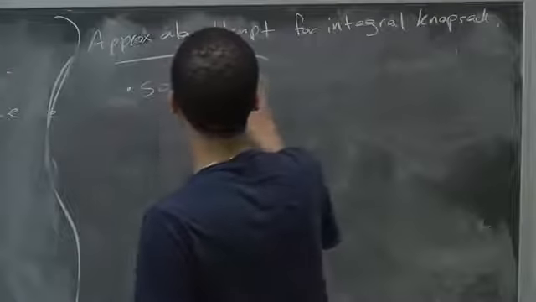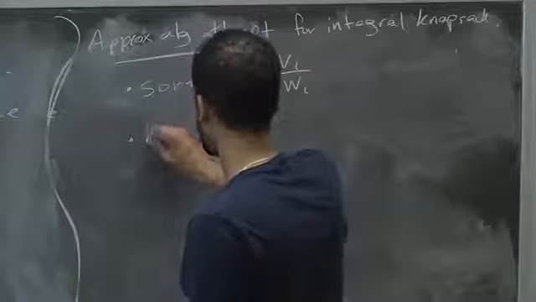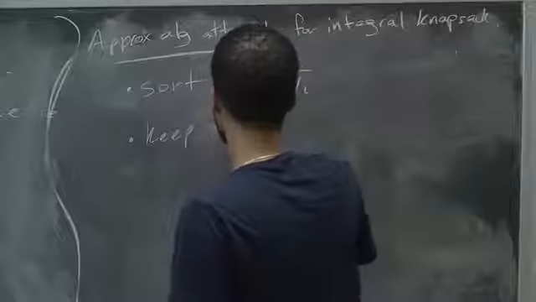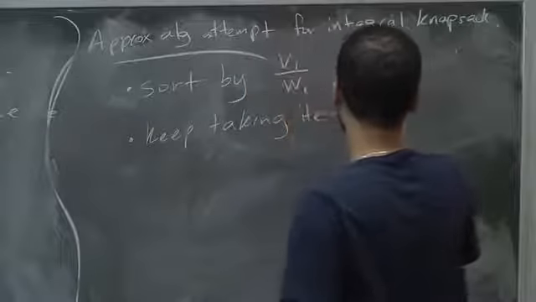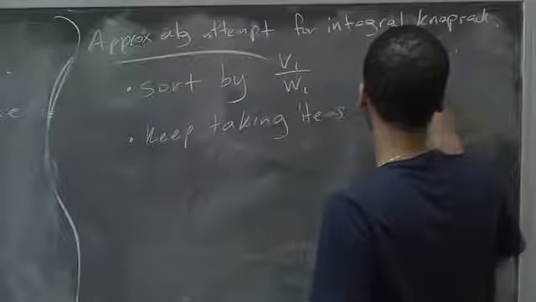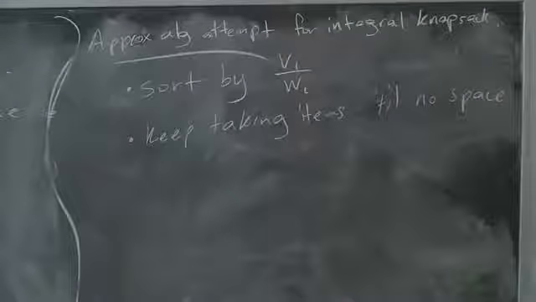Sort by vi over wi. Keep taking items till there's no space. Okay. So I claim, though, that we're going to have to tweak this algorithm, but I claim that just as written, we can do very badly. Anyone have an example of an input where we would do badly?